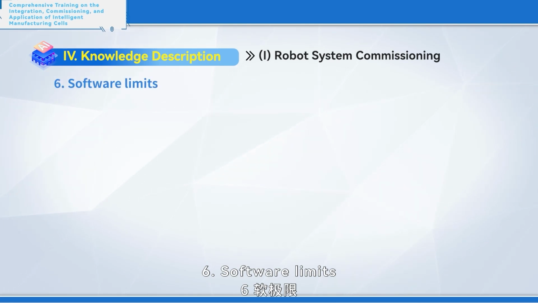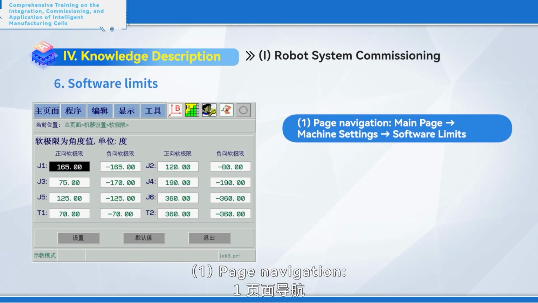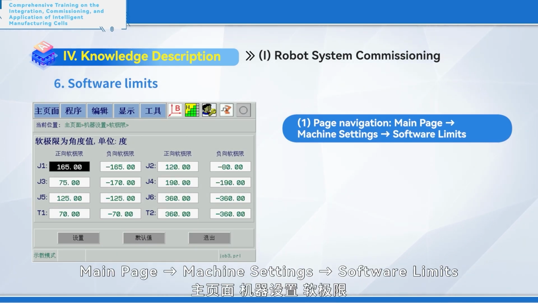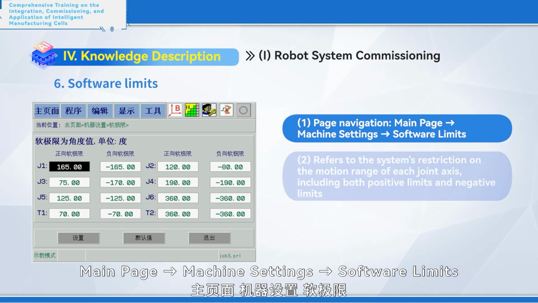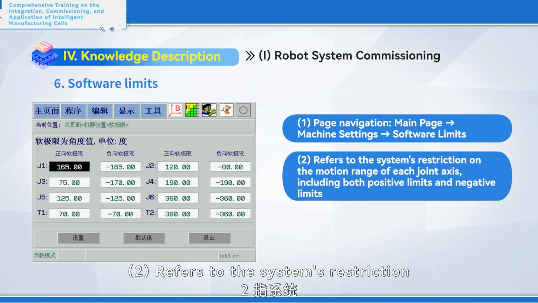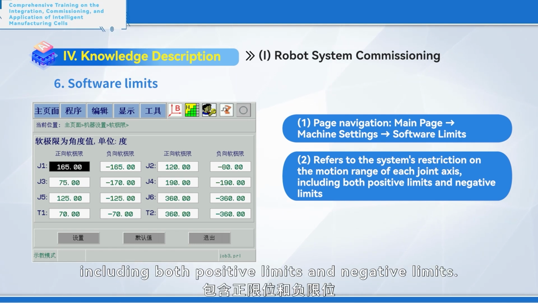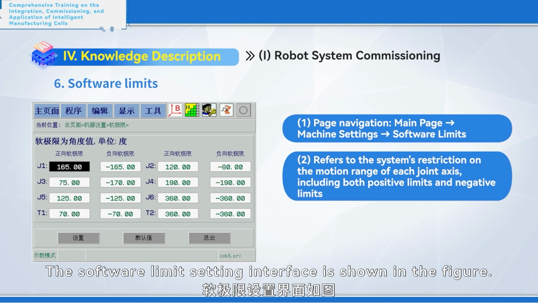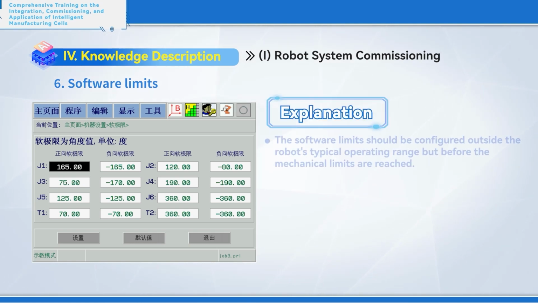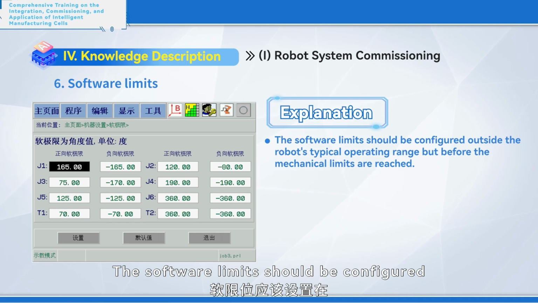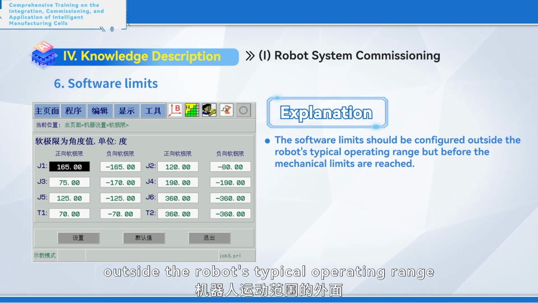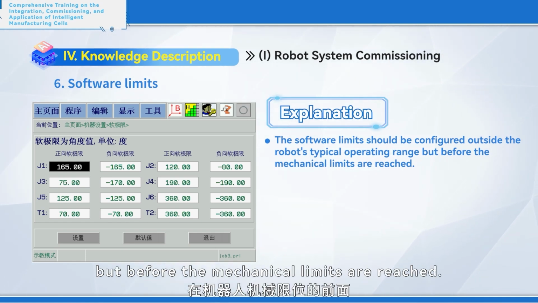6. Software limits. 1. Page navigation: main page, machine settings, software limits. 2. Software limits refer to the system's restriction on the motion range of each joint axis, including both positive limits and negative limits. The software limit setting interface is shown in the figure.